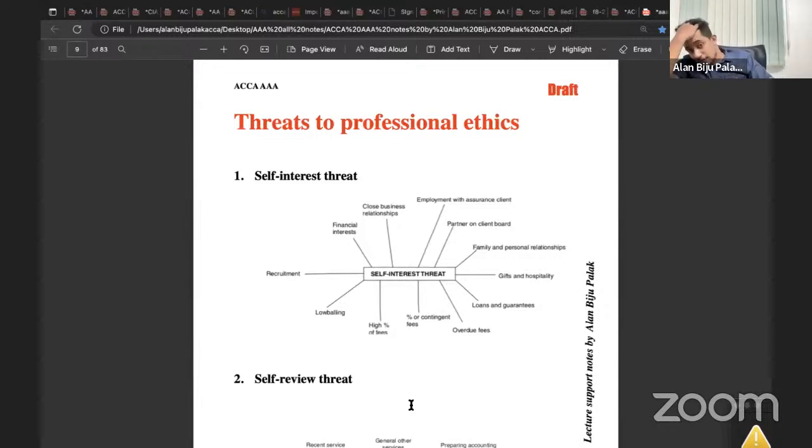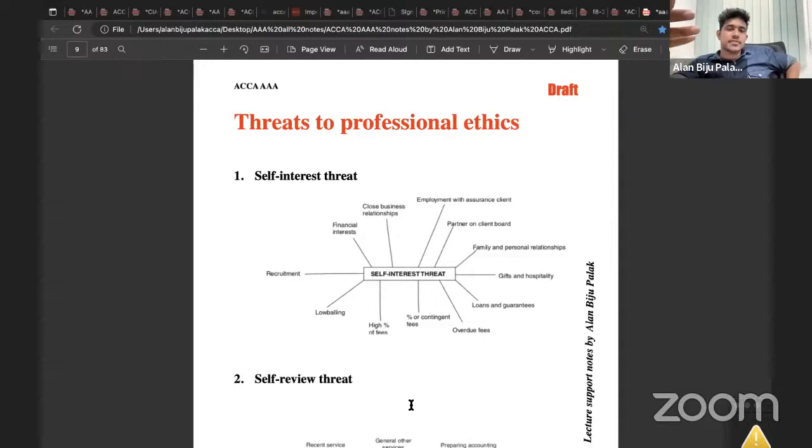Then we have studied that there are mainly 5 fundamental ethical threats, which include self-interest threat, self-review threat, advocacy, familiarity, and intimidation. Again, one more time, what are all the ethical threats? They are self-interest threat, self-review threat, advocacy, familiarity, and finally, intimidation. So how do we need to consider this?